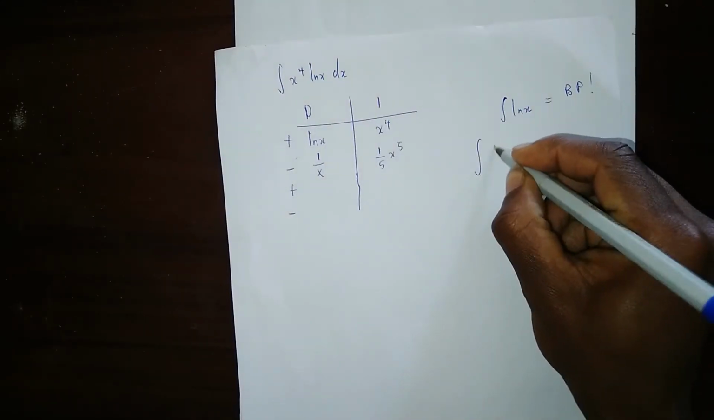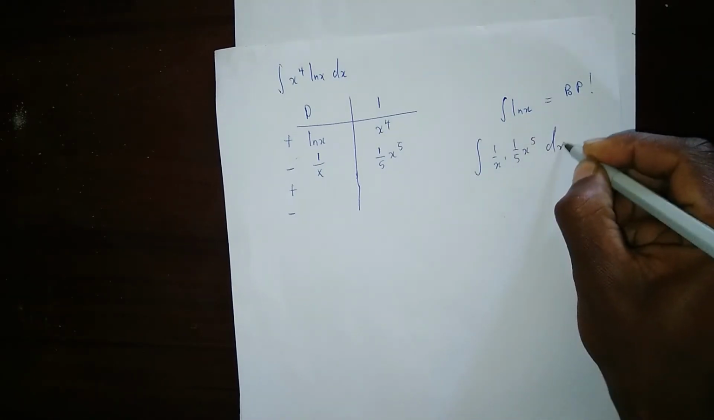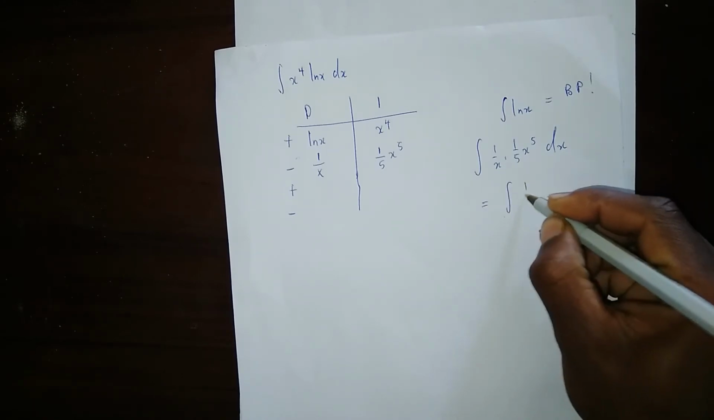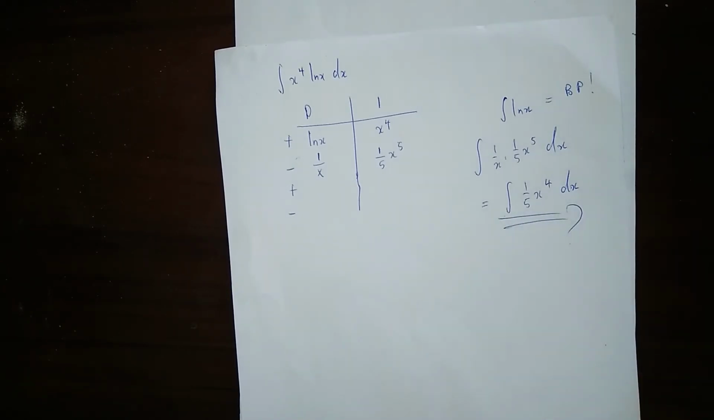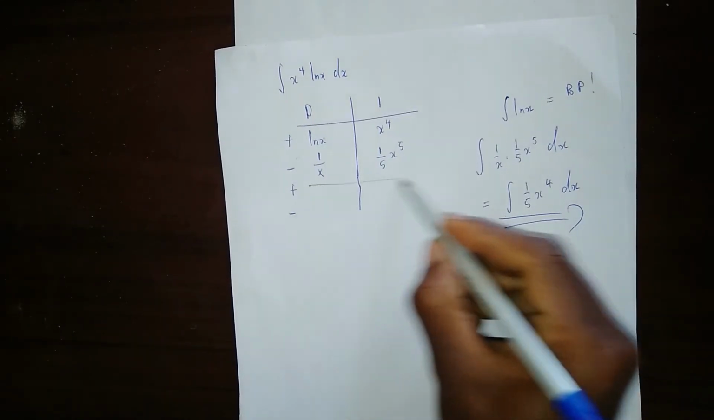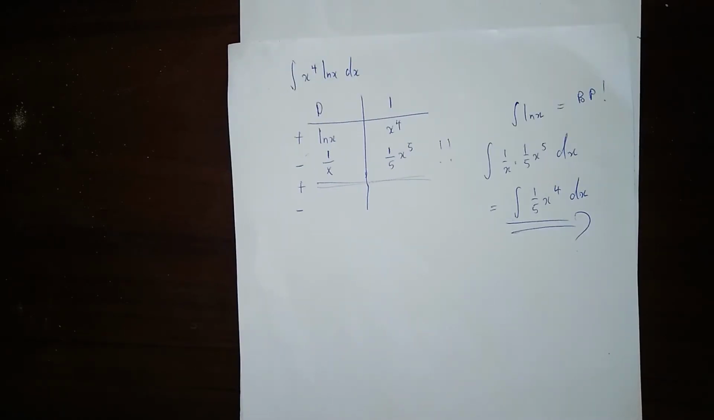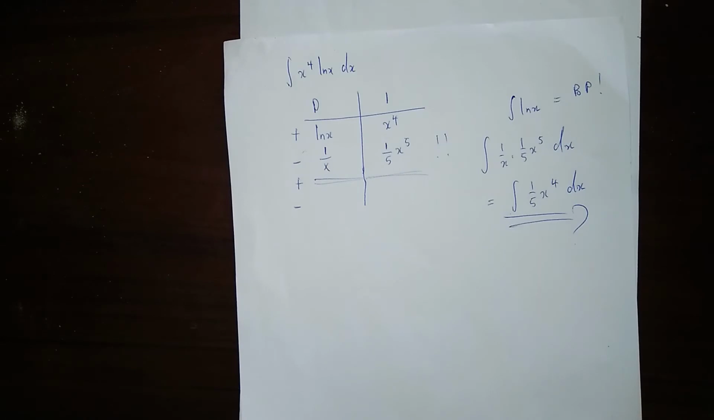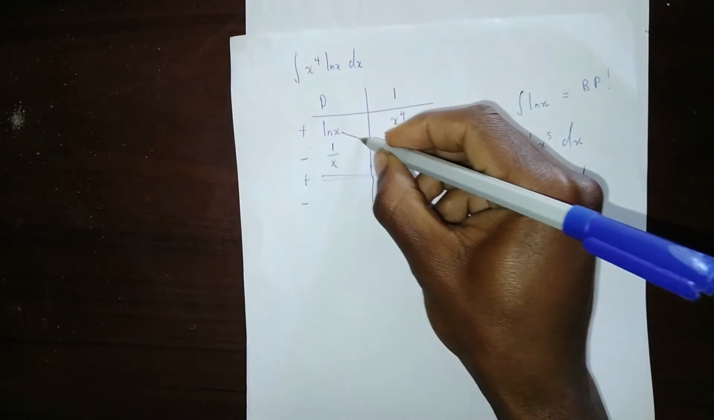So if you integrate 1 over x times 1 over 5 x to the power 5 dx, clearly this is 1 over 5 x to the power 4 dx, and this doesn't require by parts. It's simple integration. So that's when you stop. You stop here. So this is another scenario different from the first example. In this case, you are working with the rows. You don't need to differentiate to zero. Right, so we are now going to cross multiply.